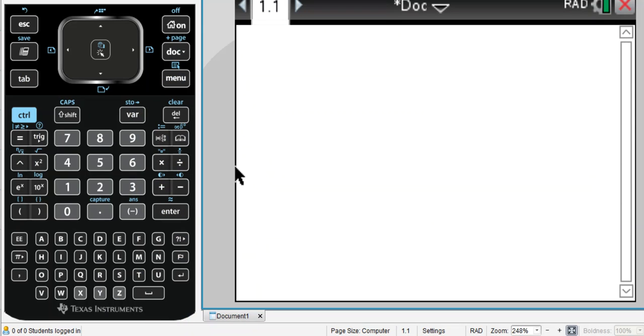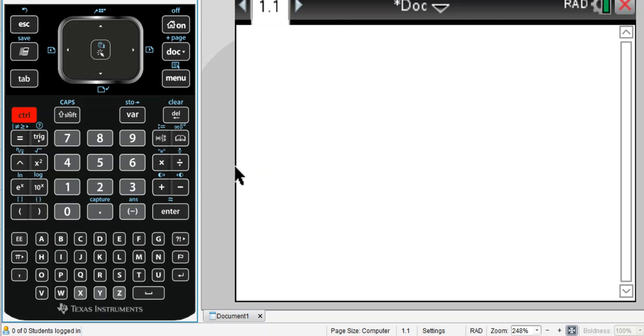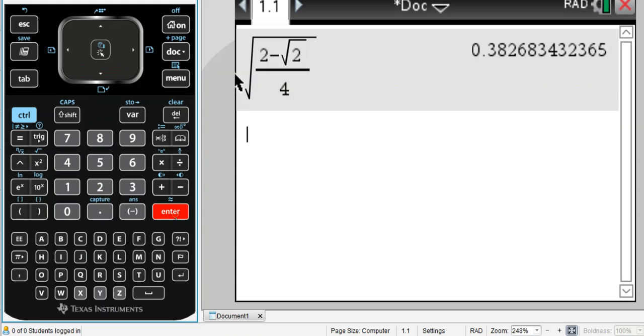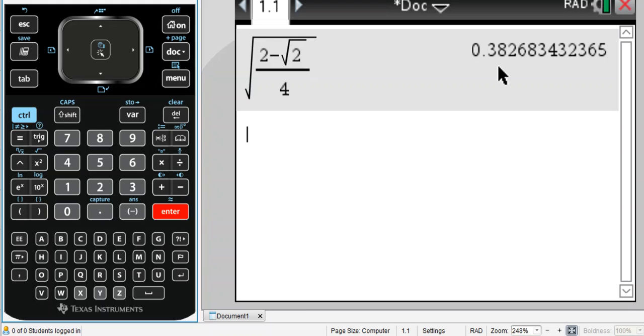If I punch this fraction, this square root of 2 minus square root of 2 over 4, into my TI calculator, let's see what that's going to end up as. So we've got a square root, a fraction on the inside, and we want in the numerator 2 minus square root 2 and all of this over 4. And if I look for the decimal equivalent there, we got 0.38 as well. And again, if we compare the answers, here's our result for sine of 22.5 degrees, and here's our result for that fraction simplified. We've now determined that those two are the same.